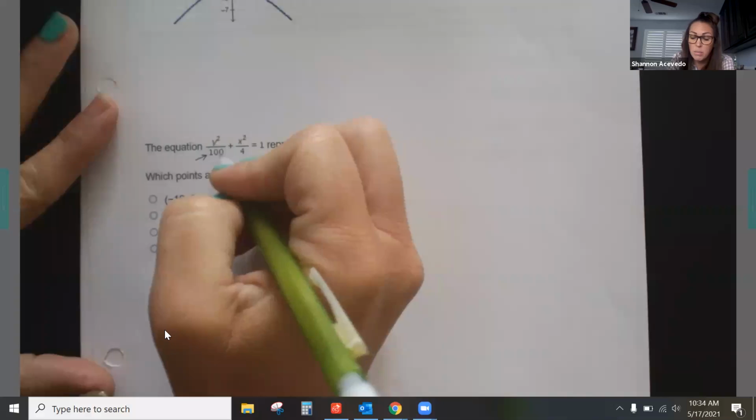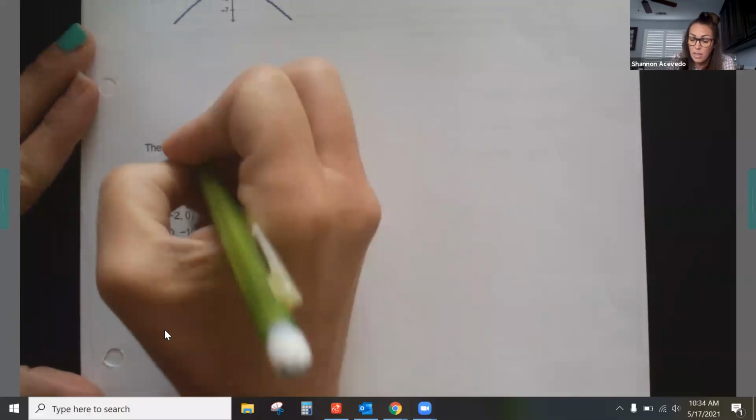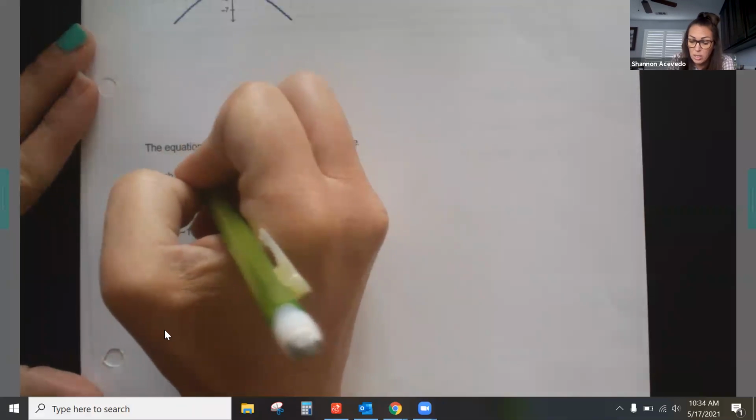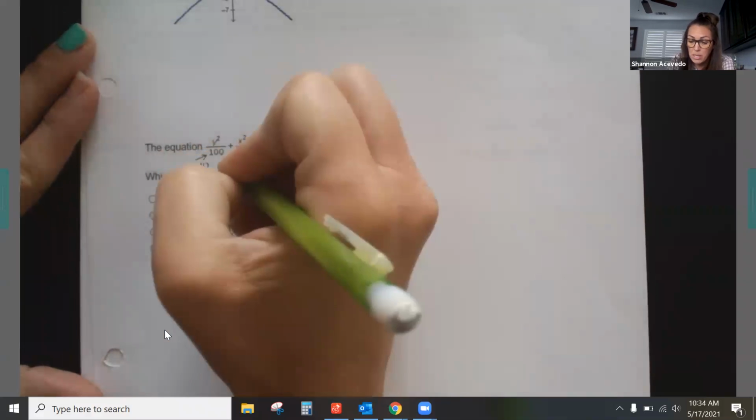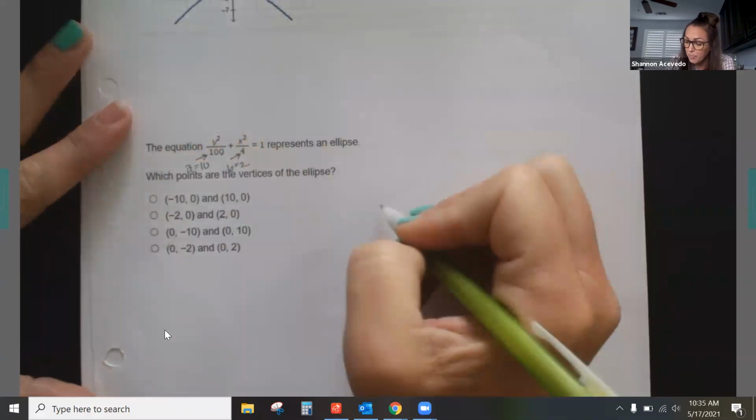This right here is telling me this is my a squared, it's under my y value. So this is telling me that my a is going to be 10. This is going to be my b squared, so it's telling me my b is 2.